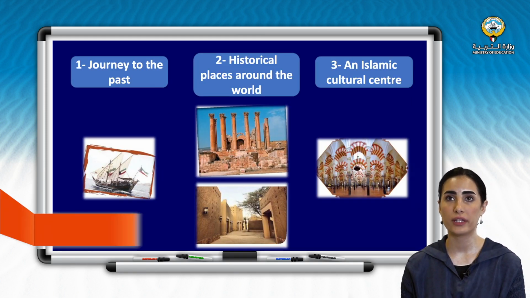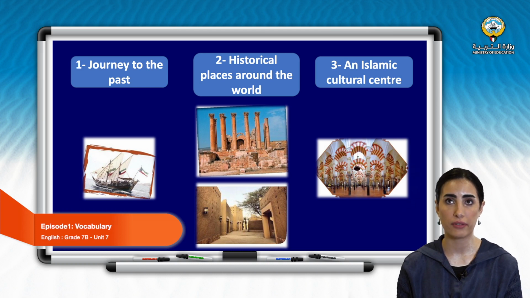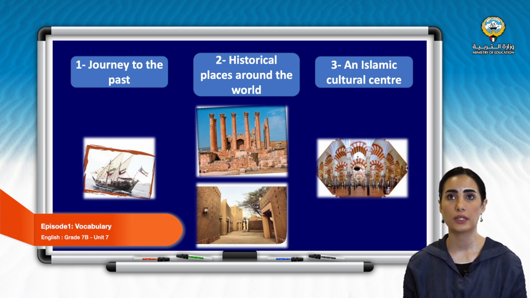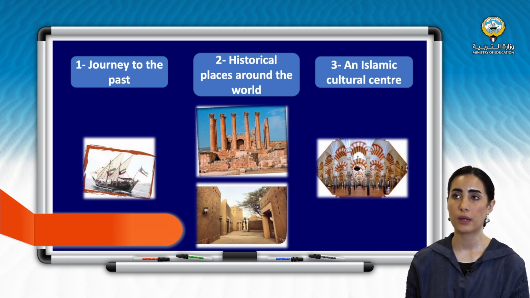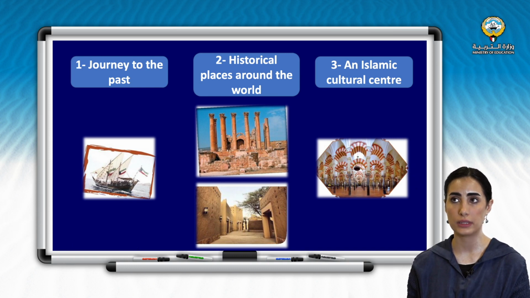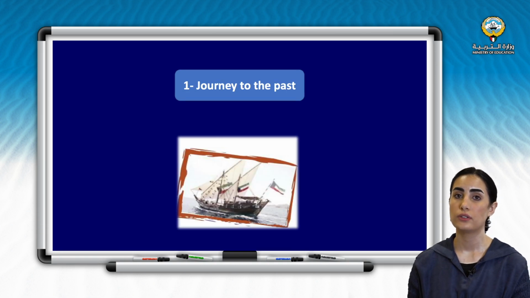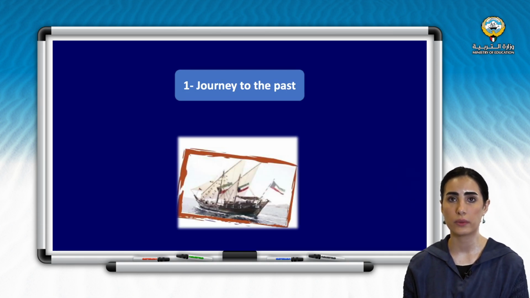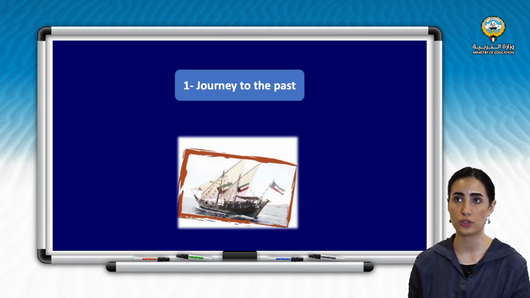Now we have 3 themes of the unit. We have theme number 1, or 3 topics. Topic number 1, journey to the past. Topic number 2, historical places around the world. Topic number 3, it is an Islamic cultural center. So now we're going to begin with the vocabulary words of the first topic, and that is journey to the past.